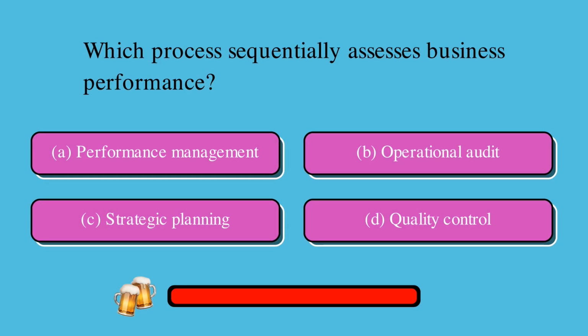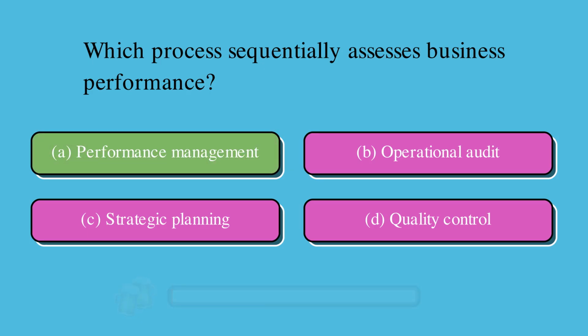Which process sequentially assesses business performance? Is it A, performance management, B, operational audit, C, strategic planning, or D, quality control? The correct answer is A, performance management.